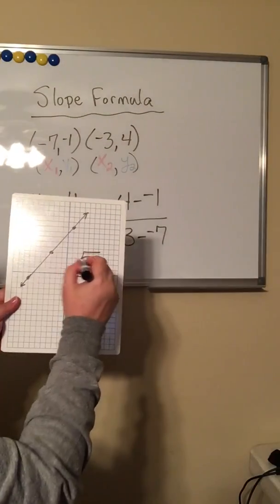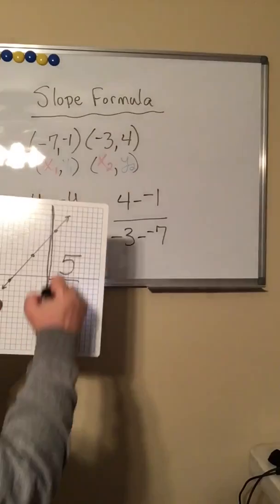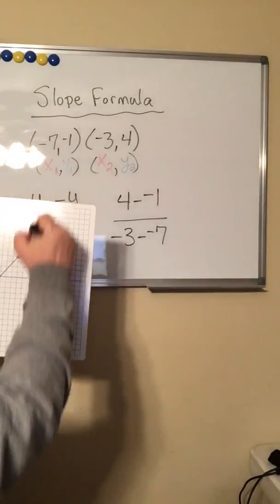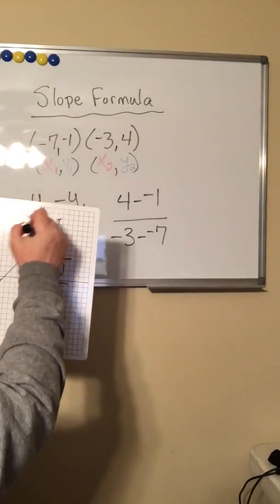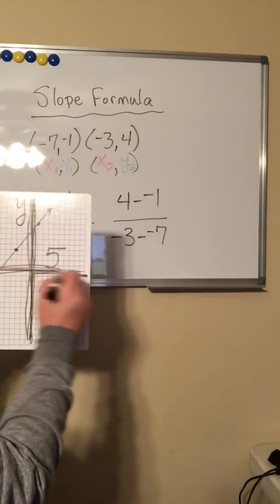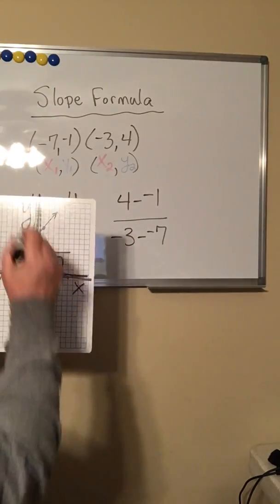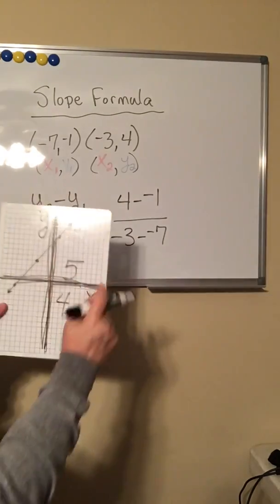Why is y on top and x on bottom? Remember, rise over run. Rise. This axis right here is the y-axis, so rise has to be on top. So y's have to be on top. This axis is the x-axis or the run axis, so that's got to be on bottom. Rise over run. Y's over x's.